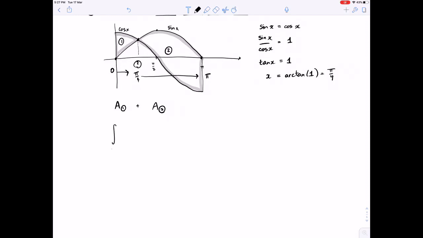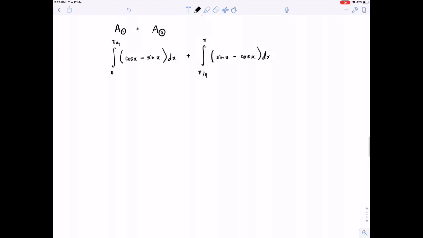The first region is from 0 to pi over 4, we said, and the top function is the cosine, and the bottom function is the sine. So top minus bottom, cos minus sine dx, plus the integral for the second region. So the second region goes from pi over 4 to pi. Now the top function is the sine of x, the bottom function is the cosine of x dx, and we can apply FTC2. So we're going to look for an antiderivative for each of these functions that will be evaluated from 0 to pi over 4.